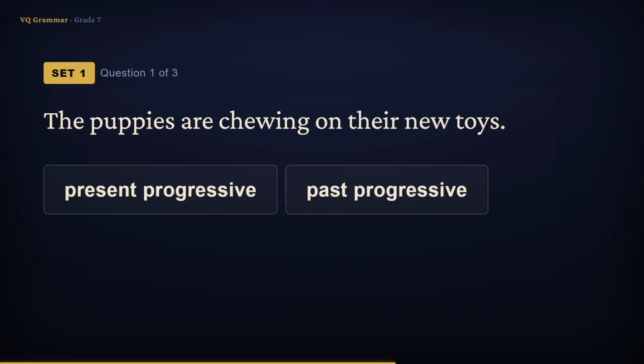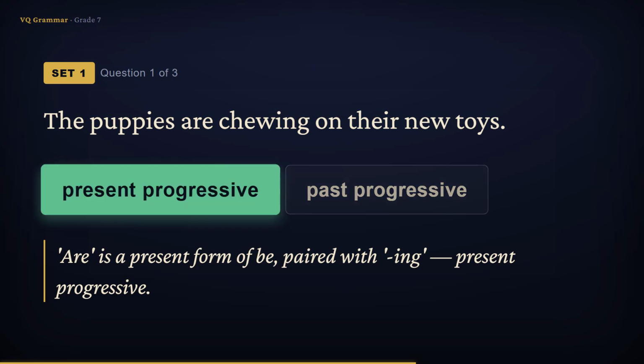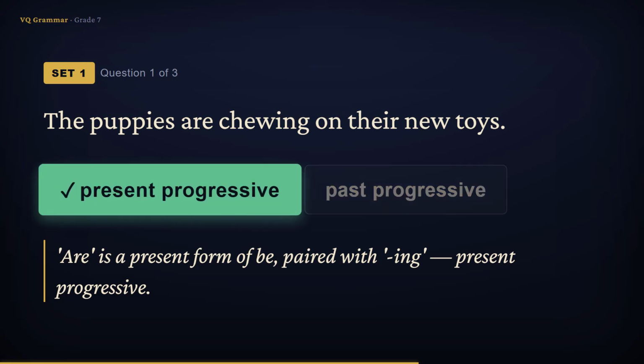The puppies are chewing on their new toys. Find the be verb. Are. Are is a present form of be, and it's paired with the ing verb chewing. So this action is happening right now. So the answer is present progressive.